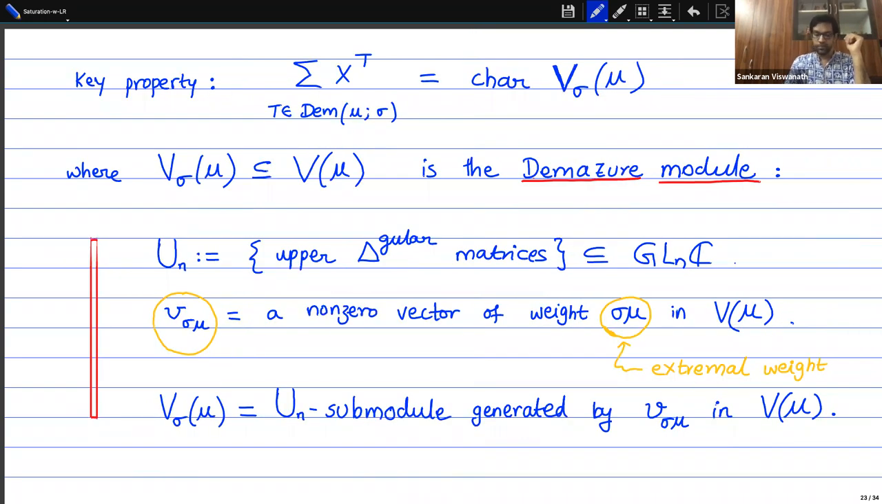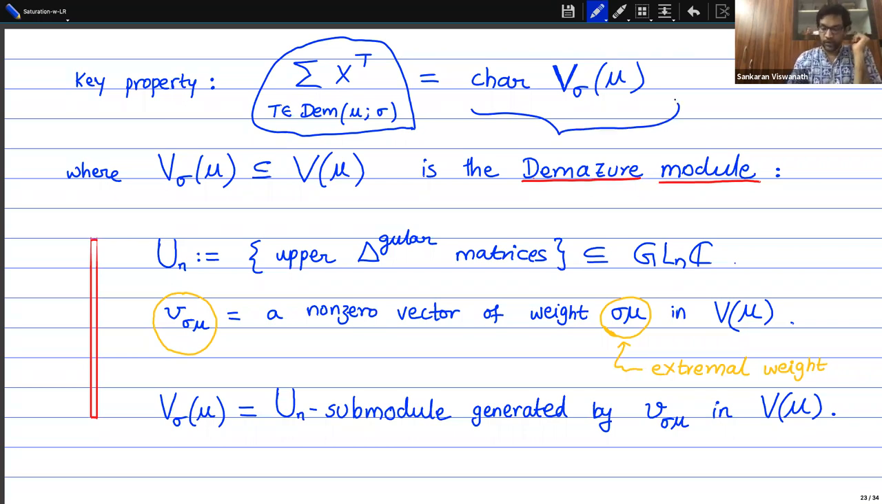And here's the important property. Why does one want to define these objects? Well, they turn out to have some representation theoretic meaning. Just like if you took all semi-standard tableaux and computed the sum of their monomial weights, you would get the Schur polynomial. Similarly, if you computed the sum of monomial weights only for the elements in the Demazure crystal, what it gives you is the character of what's called the Demazure module.